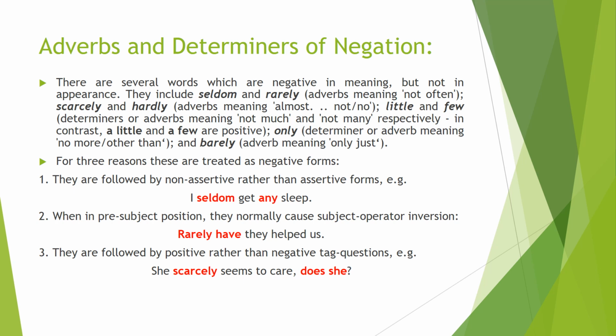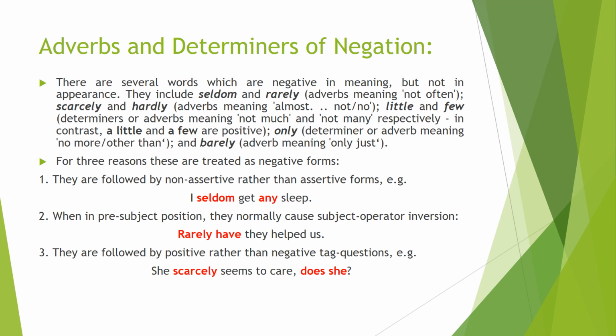I want you to pay attention that they are different from a little. Little is different from a little, and few is different from a few. Little is negative while a little is positive. Few is negative while a few is positive. Is it clear? Another word that is negative in meaning but not in appearance is only. Only is a determiner or adverb which means no more than or other than. And finally, we have barely. It is an adverb which means only just.